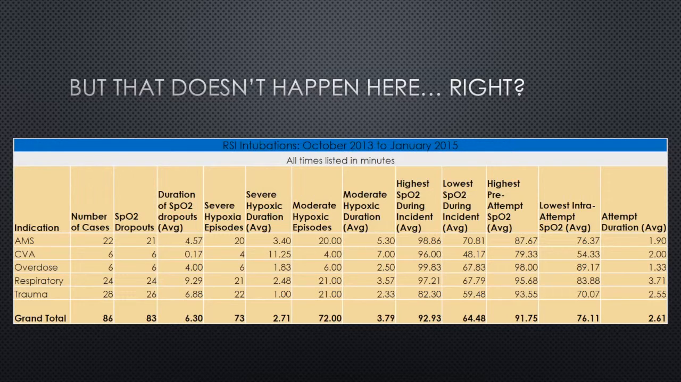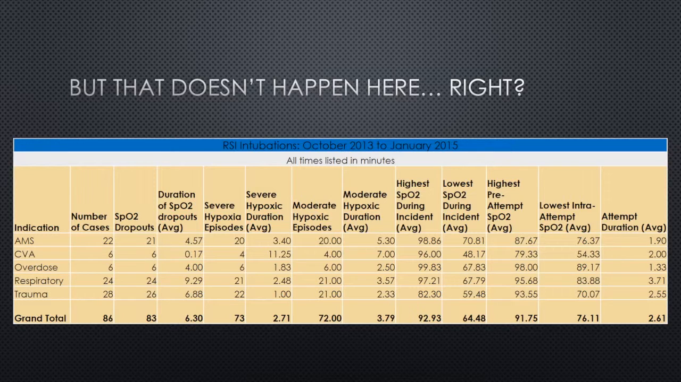Well, what was the low SAT during the intubation attempt? In our altered mental status, 76. This is amazing. In our stroke patients, the lowest on average, or the average of all low SATs, was 54%.